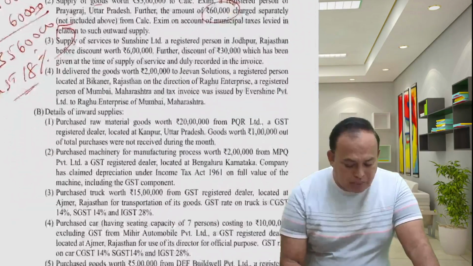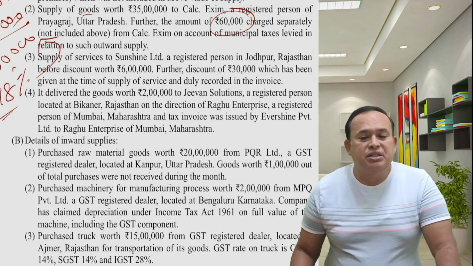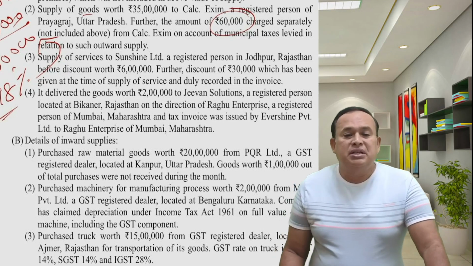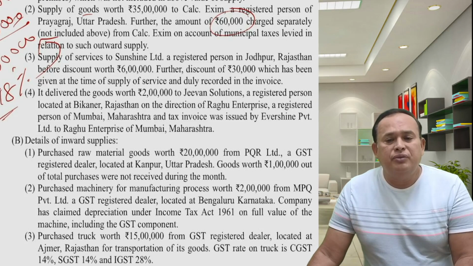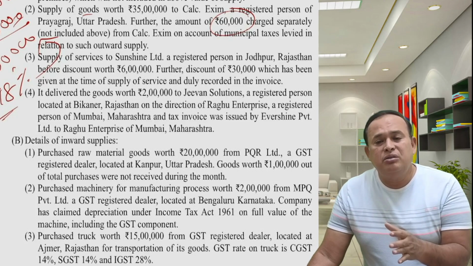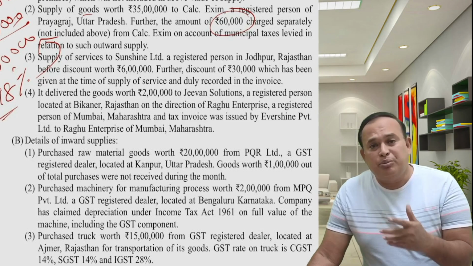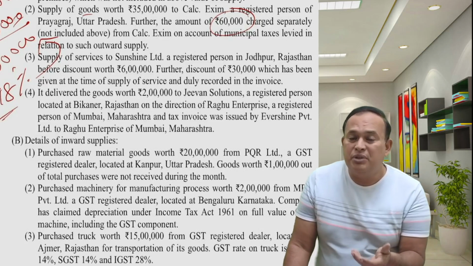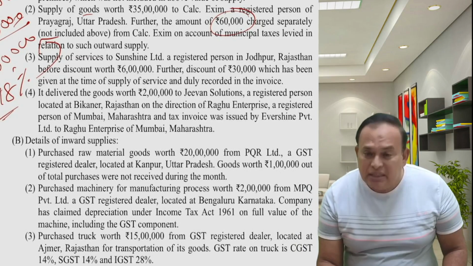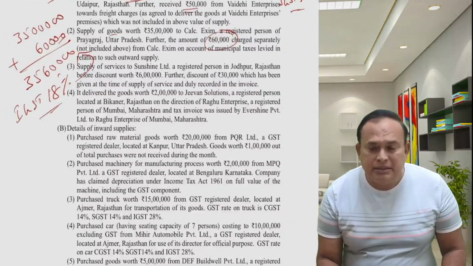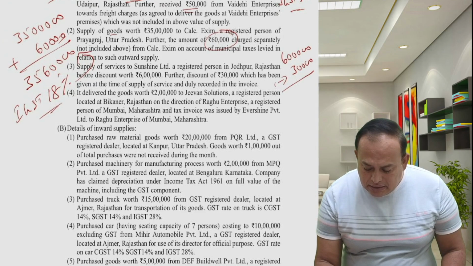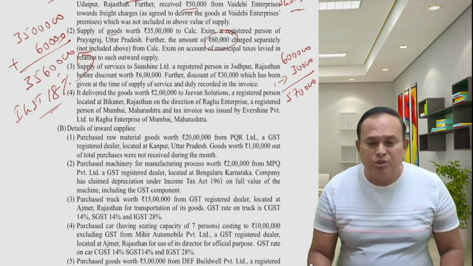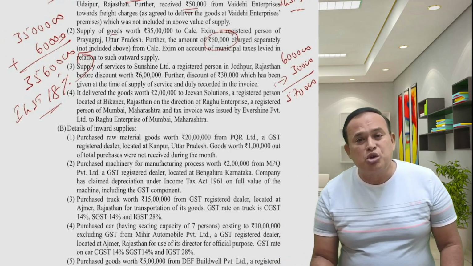Point number 3, outward supplies. Point number 3, supply of services to Sunshine Limited, a registered person of Jodhpur, Rajasthan itself, before discount of how much supply? 6 lakhs. Discount they gave 30,000 at the time of supply itself. Therefore, this discount is allowed to be deducted from the given value. Therefore, 6 lakhs is the value of supply. Correct? From that, the allowed discount here is 30,000 rupees. Deduct the discount. Balance 5,70,000 is a taxable supply of services, where they provide the intrastate supply.